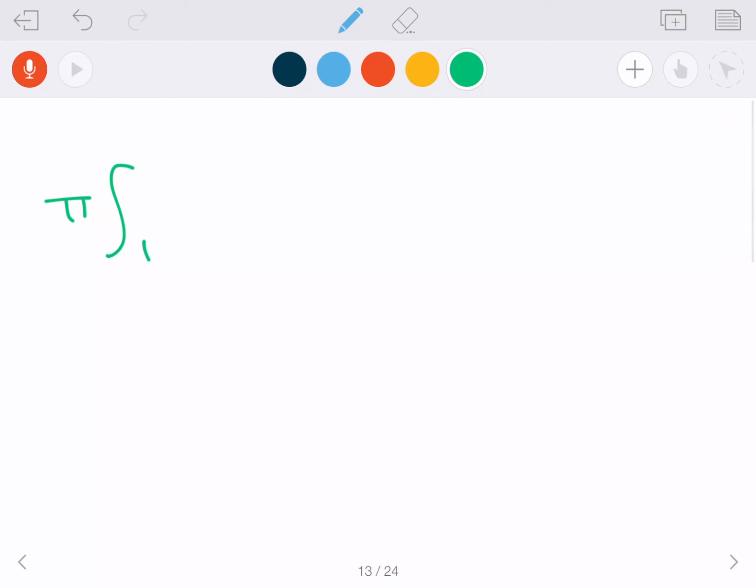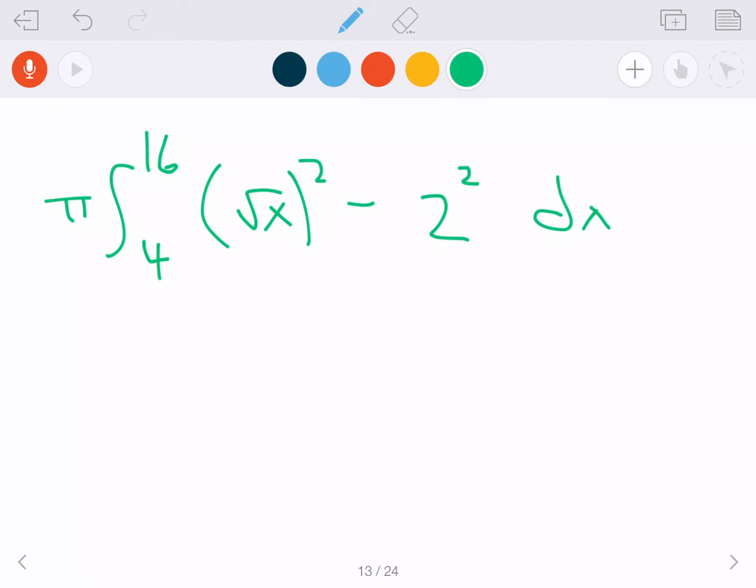So I'm going to integrate from 4 to 16 of the big radius, and remember that was just the function, so the big radius squared minus the little radius squared. So I'm taking the large disk minus the small disk. That's what's happening here. And this is all with respect to x. Again, that's the hardest part of these problems, is setting it up. Once you've got this integral set up, it's smooth sailing. You know how to integrate, it's just tedious work at this point.